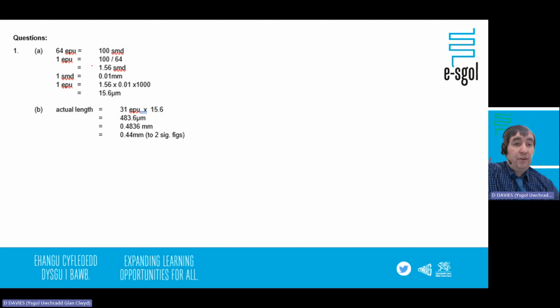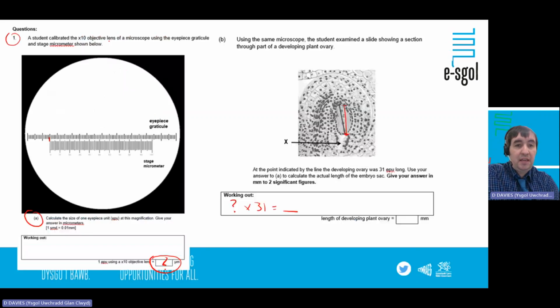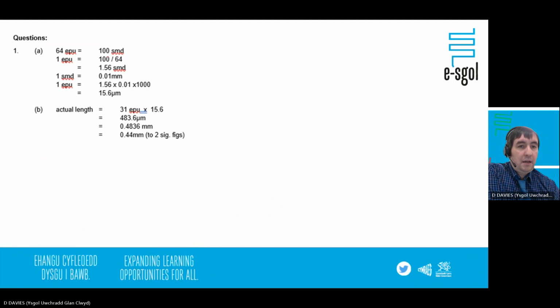Okay, so they've gone really long here. So 64 eyepiece units is 100 stage micrometer units. They've used the entire stage micrometer, which has taken us all the way to 64, not 65. Then stage micrometer divided by eyepiece, 1.56. One stage micrometer is worth 0.01. Multiply times by 1,000, so that's converted me to microns. That is the value of 1 eyepiece unit.